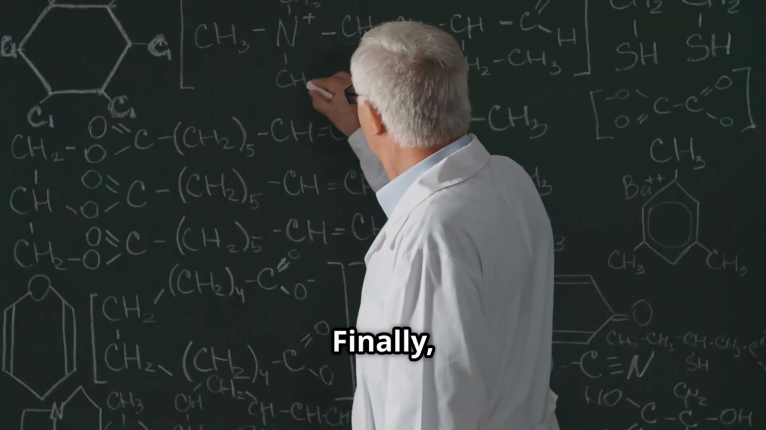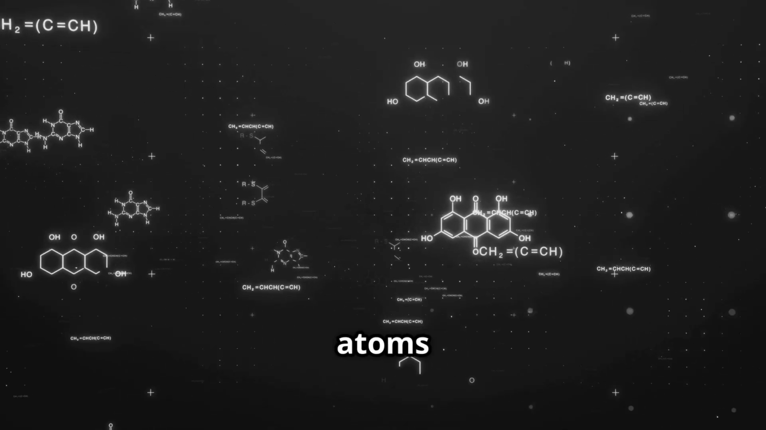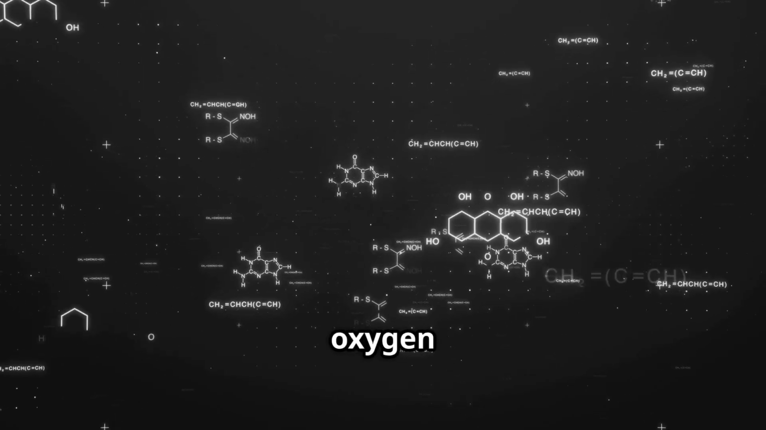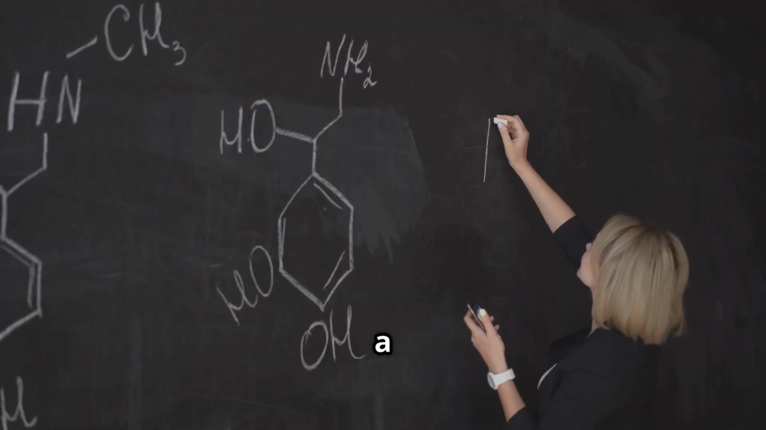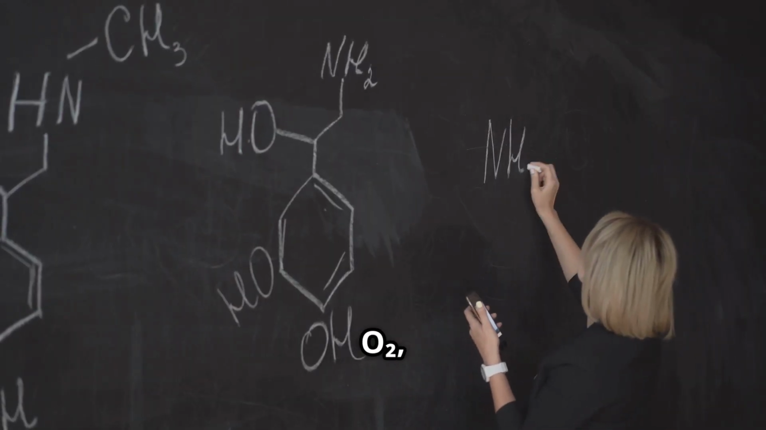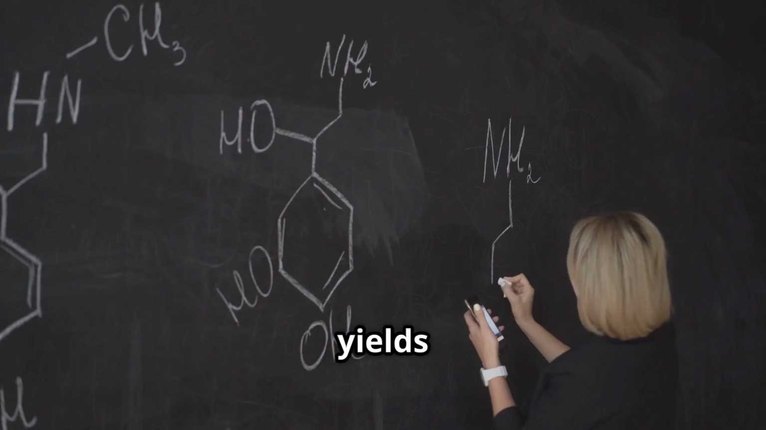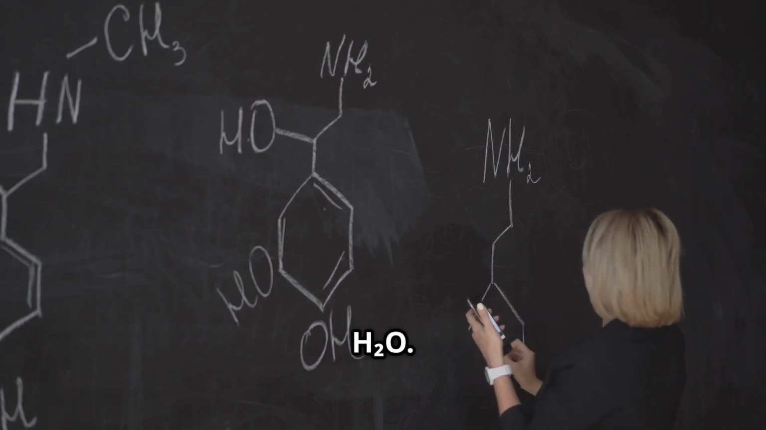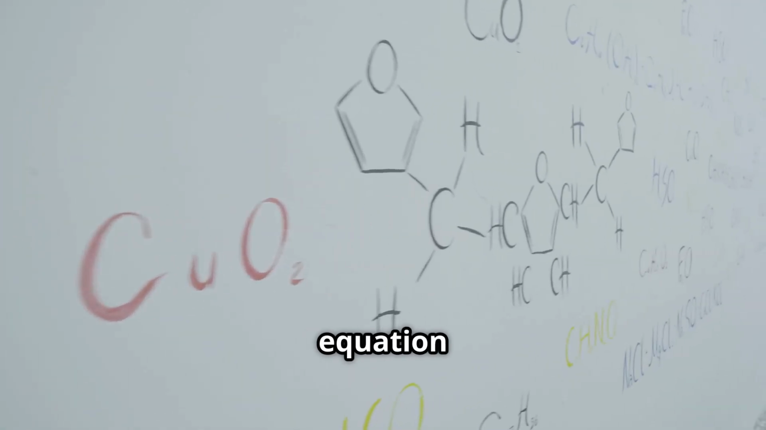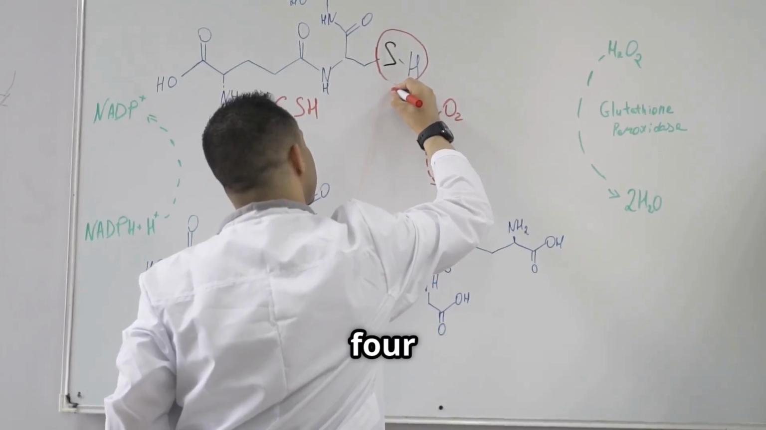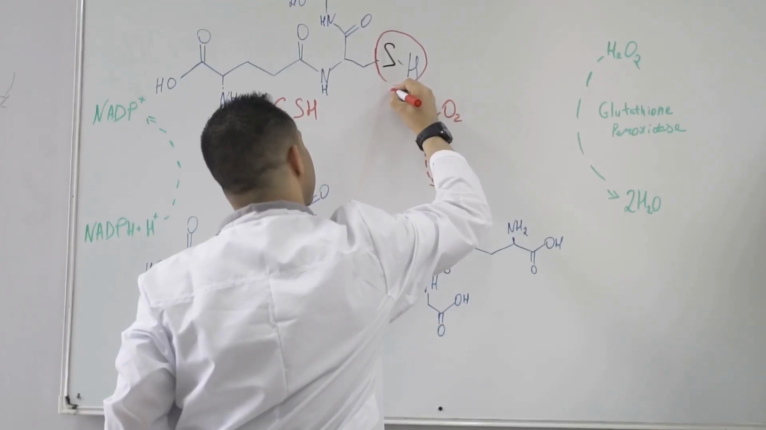Finally, we balance the oxygen atoms. On the right side, there are 4 oxygen atoms in 2CO2 and 2 oxygen atoms in 2H2O, totaling 6 oxygen atoms. Therefore, we place a coefficient of 3 before O2, giving us the balanced equation: C2H4 plus 3O2 yields 2CO2 plus 2H2O. The equation is now balanced with 2 carbon atoms, 4 hydrogen atoms, and 6 oxygen atoms on both sides.